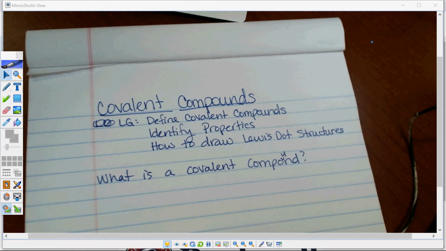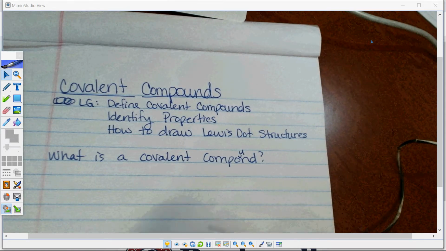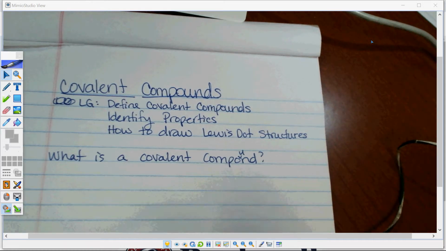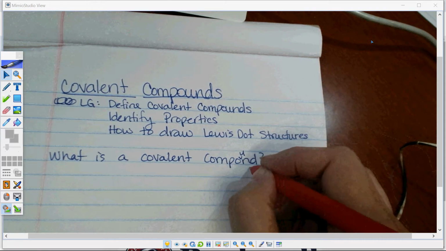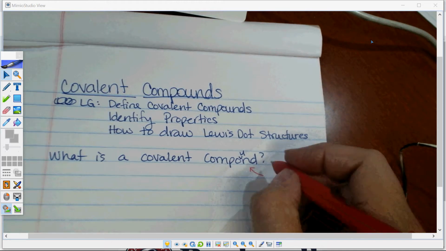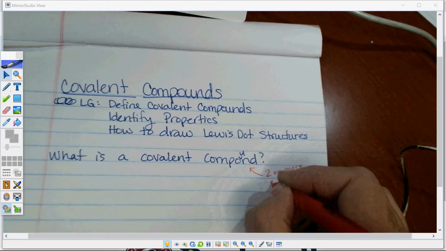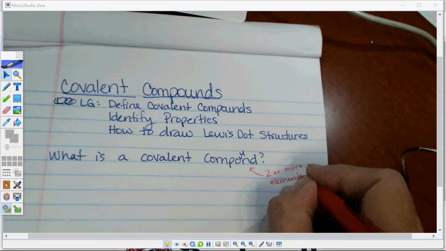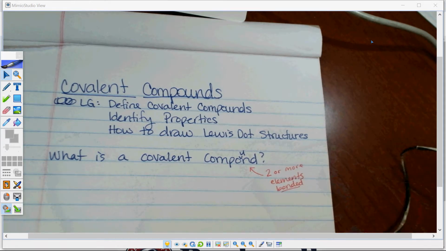So a covalent compound, the reason compounds form, the reason elements get together to make compounds is because they're trying to fill their valence shell. They want to have a full valence shell. So compound just means two or more elements bonded together. And there's different types of bonds that they can form. And covalent bonds is one of those types of bonds.